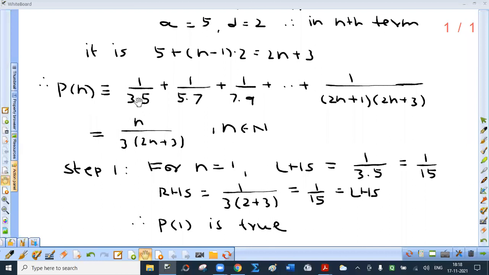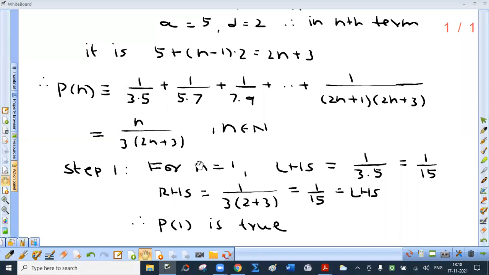So what is P of n? 1 upon 3 into 5 plus 1 upon 5 into 7 plus 1 upon 7 into 9 up to 1 upon 2n plus 1 into 2n plus 3 equal to n upon 3 into 2n plus 3, where n is a natural number. Now, in the first step, we verify that P of 1 is true.